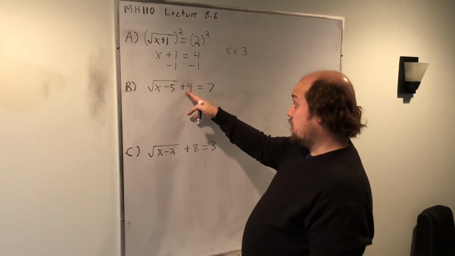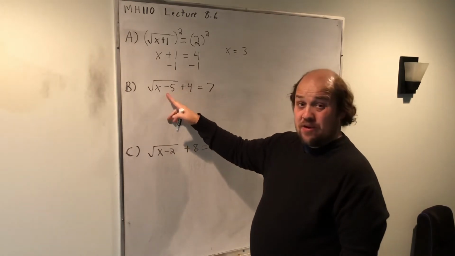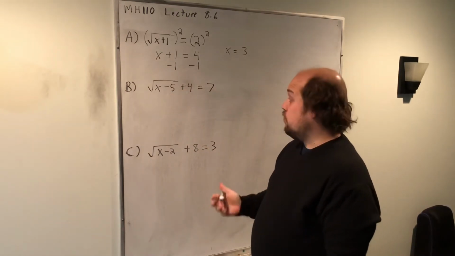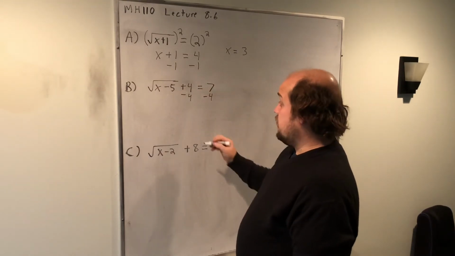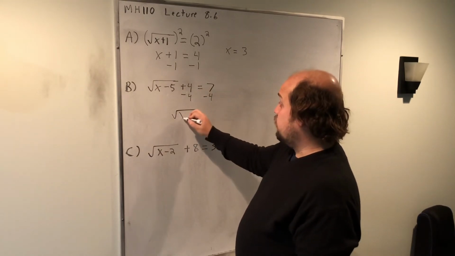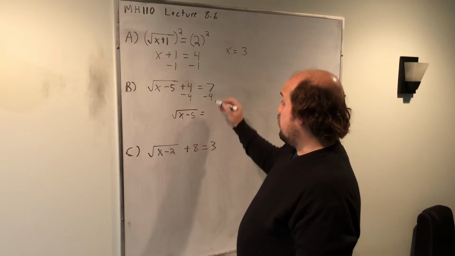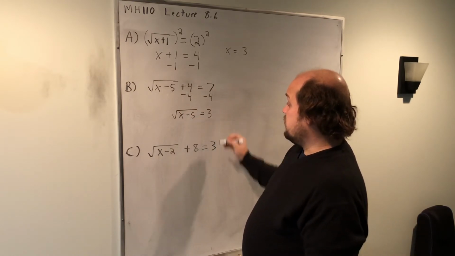Basically, this plus 4 is with the root right now. If I want to isolate the root, I want the root alone, so to get rid of a plus 4, I subtract 4 from each side. That leaves me on the left still with the root of x minus 5. On the right, 7 minus 4 is 3.